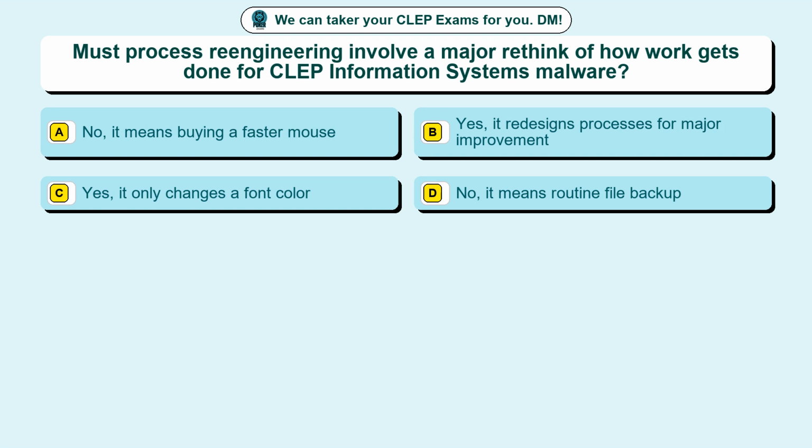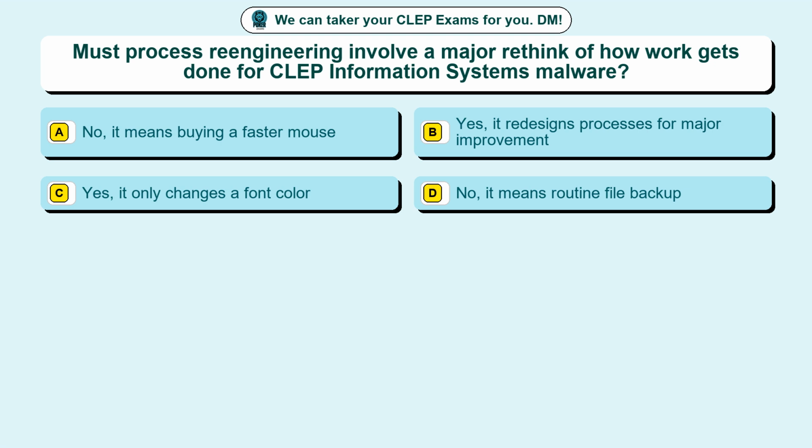Question 17. Must process reengineering involve a major rethink of how work gets done for CLEP Information Systems? Option A. No, it means buying a faster mouse. Option B. Yes, it redesigns processes for major improvement. Option C. Yes, it only changes a font color.